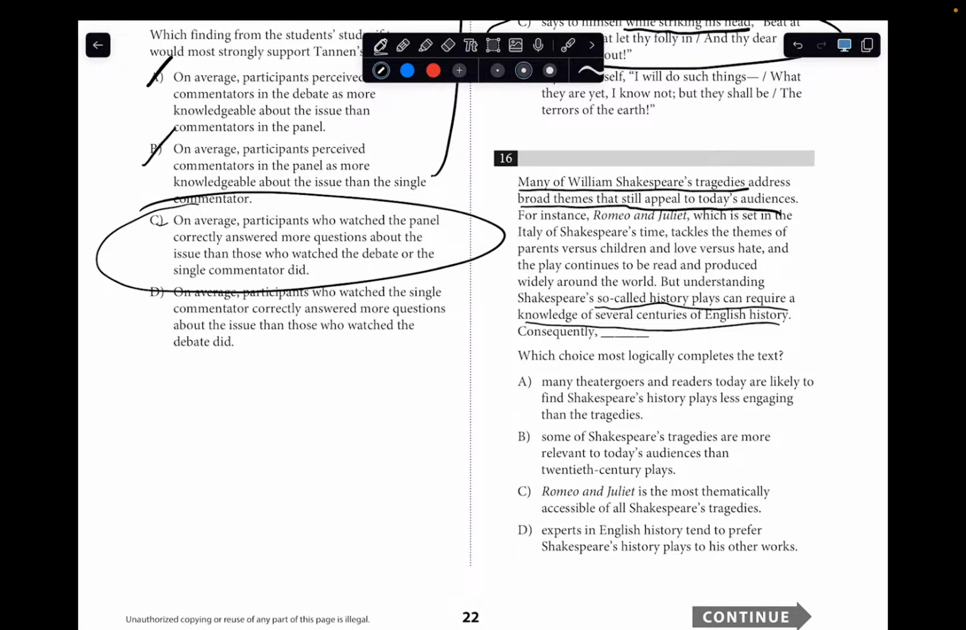So what does that mean broadly? Like, in your own words, if people today need to know several centuries of English history, which would be, between Shakespeare's plays, more popular or can connect with modern audiences, tragedies or history plays? There's two types of plays that they're talking about. Which one can be most easily understood by modern audiences?